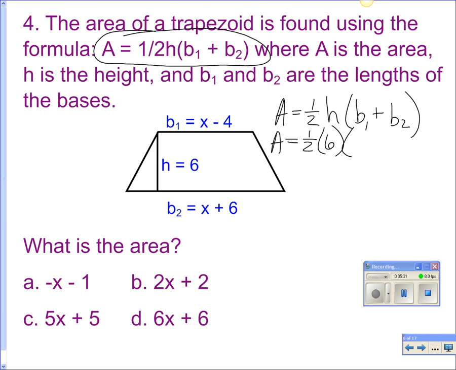B1 stands for the base 1. What does it say the base 1 is? X minus 4. That's B1. So where we have B1, we're going to put X minus 4. Now here's where you need to be really careful. What comes next?